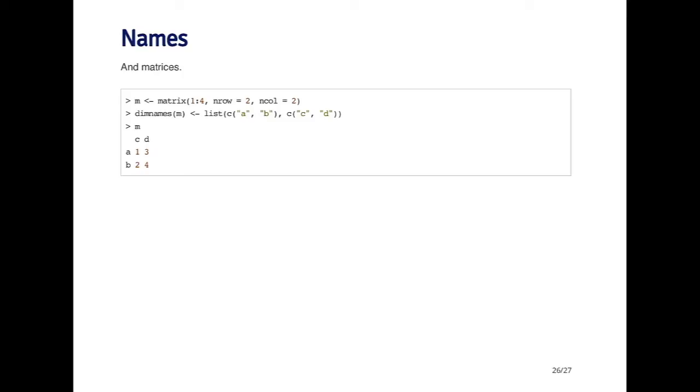So here I want to name the rows A and B, and I want to name the columns C and D. So that's what I pass to the dim names function. And now when I print out my matrix, I can see that the row names and the column names are labeled as I wanted.